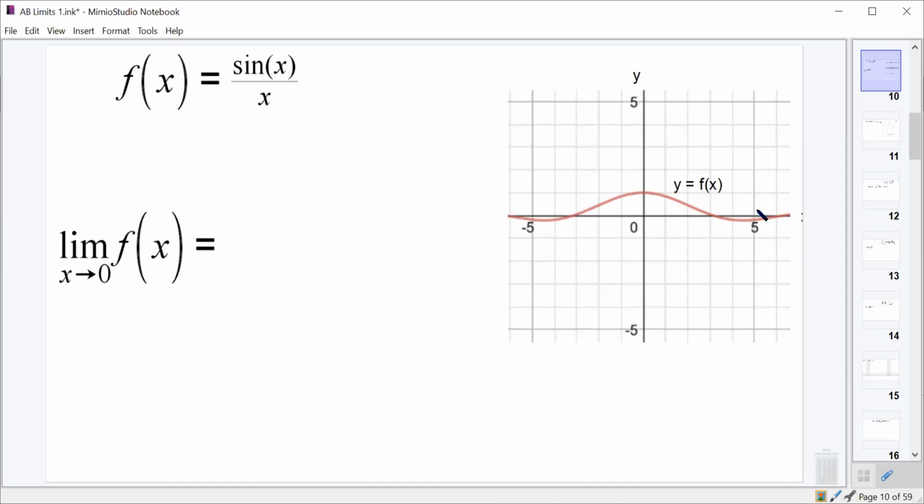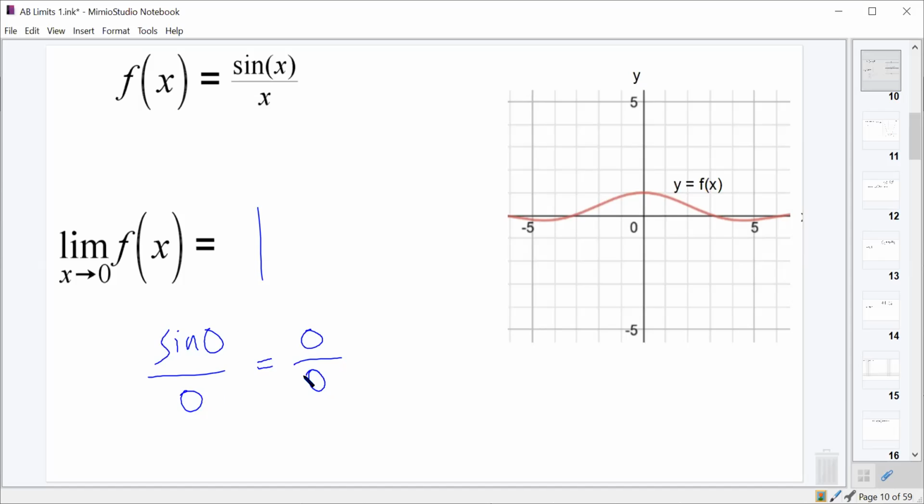If I asked you what's the limit as x approaches 0 of this function, what would you tell me it is? 1. Okay, 1. Anybody agree or disagree with that? Agree. Is there a value of my function at x equals 0? What happens if I plug in x equals 0? I get the sine of 0 divided by 0, don't I? Invalid. Which is what's the sine of 0? The sine of 0 is 0, and 0 is just 0.